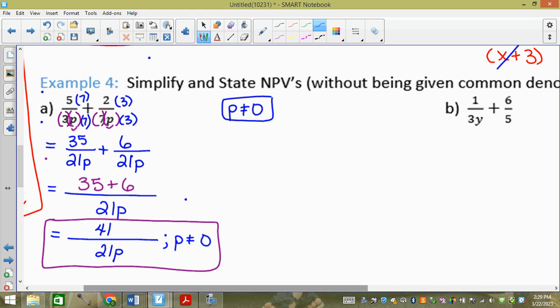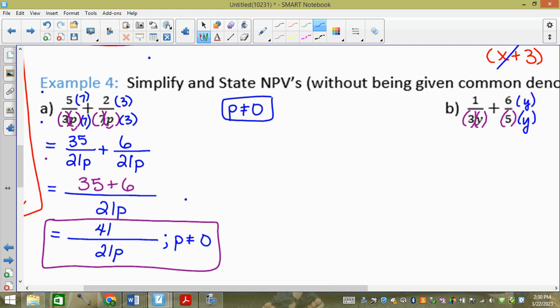B, my denominators are what? Monomials or binomials? Monomials. Can I make a monomial be a monomial? Yes. It's like a tongue twister. It's really hard to say. So I have a 3 and a y and a 5. Do they have anything in common? The left-hand side has a y. Does the right-hand side have a y? No. So I know at the very least I'm going to have to multiply by y.